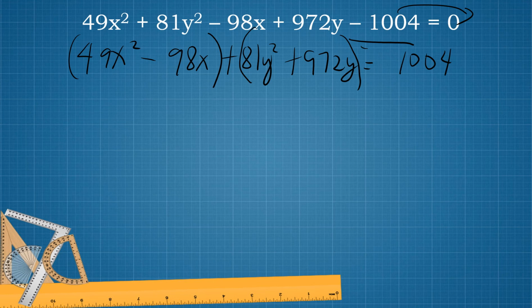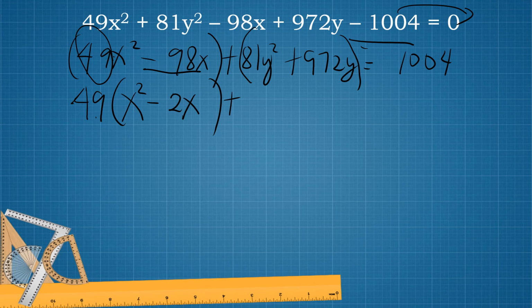Paano tayo magko-common monomial factor? Kung ano ang katabi ni x squared, ilalabas po natin siya. Ang katabi ng x squared ay 49. So, ilalabas natin yung 49. Magkakaroon tayo dito ng 49 quantity. So, we need to divide 49x squared divided by 49. Ang matitira na lang ay x squared. We need to divide negative 98x divided by 49. We have negative 2x. Then, plus.